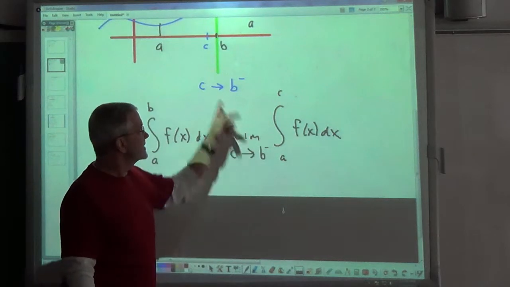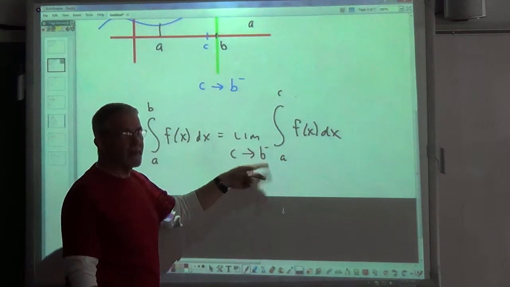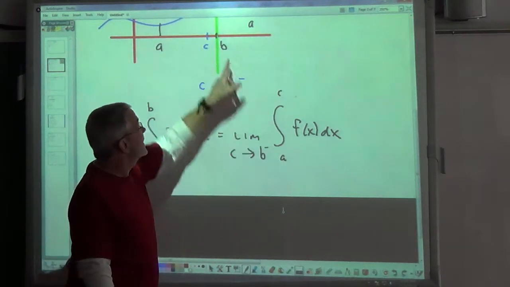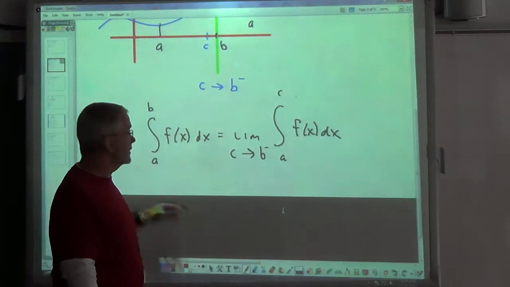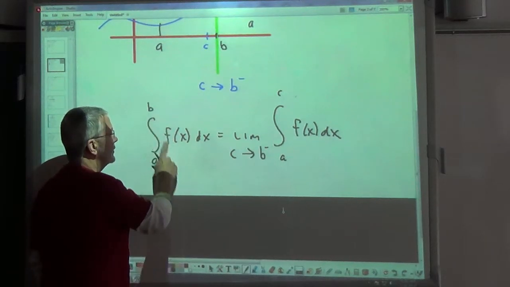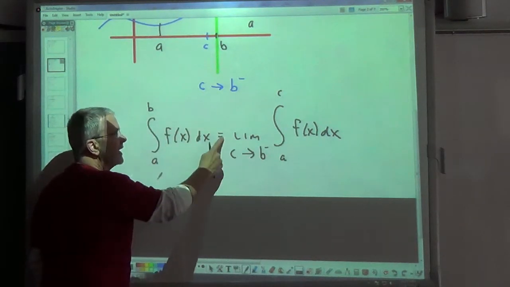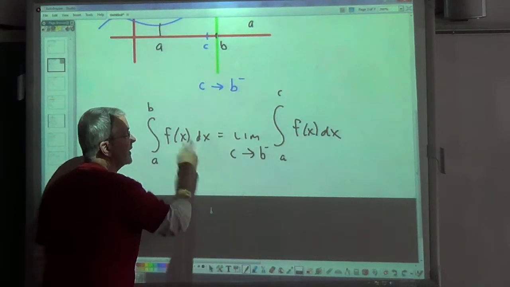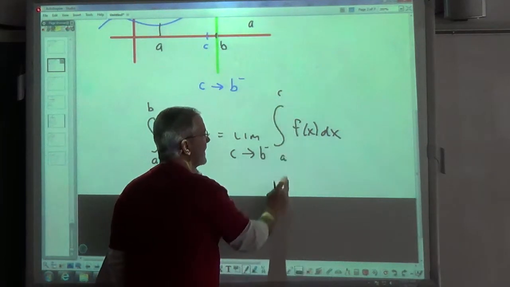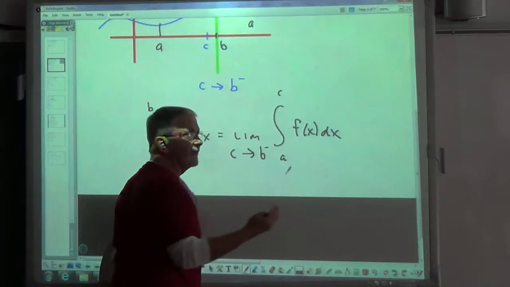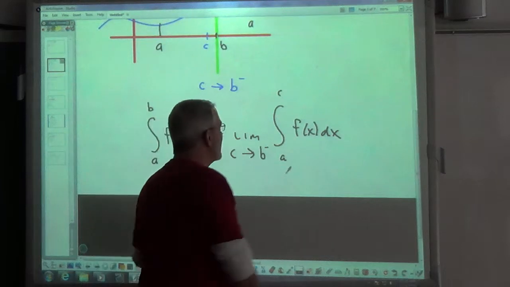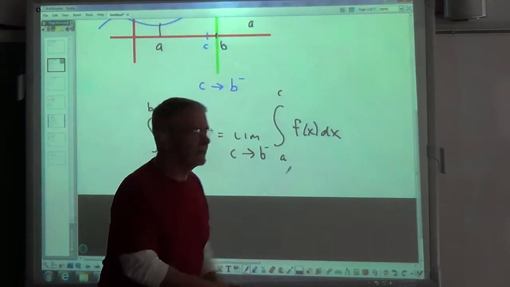This is the limit as c approaches b from the left. c is going to be an arbitrary constant to the left of b. So the improper integral from a to the infinite discontinuity b of f of x dx is equal to the limit as c approaches b from the left of the integral from a to c of f of x dx. a is fixed, c is an arbitrary constant, and c approaches b from the left. That's part 2, bullet 1.